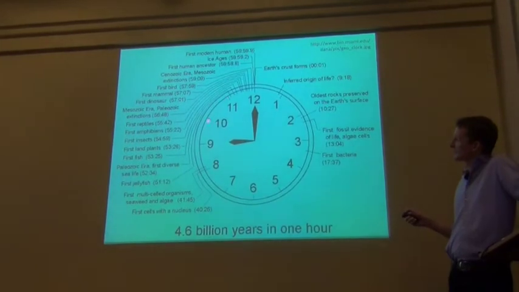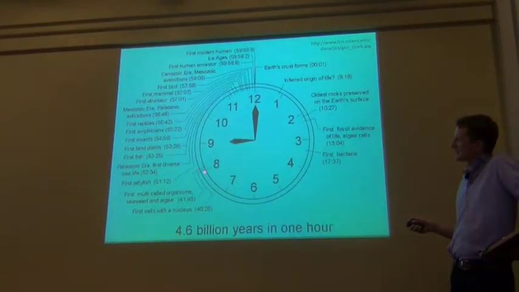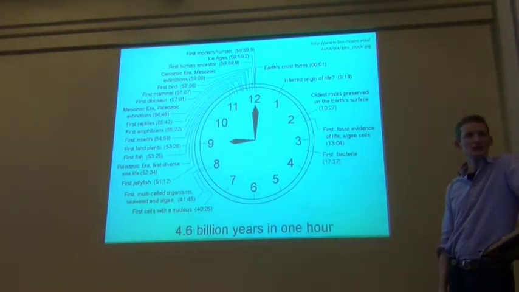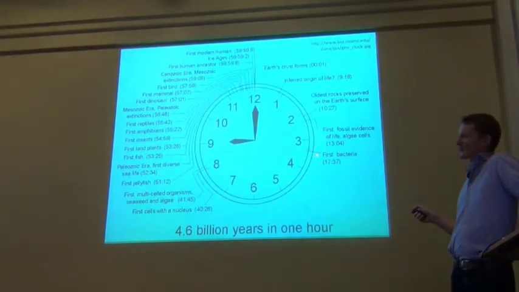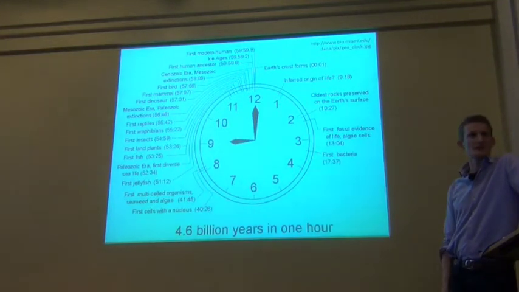If we keep going back in time, when we get to about 8 o'clock, we get the first multicellular organisms, so the first eukaryotes. And before then, all we had was bacteria. And we think that the first bacteria appeared shortly after 3 o'clock, 3:30.